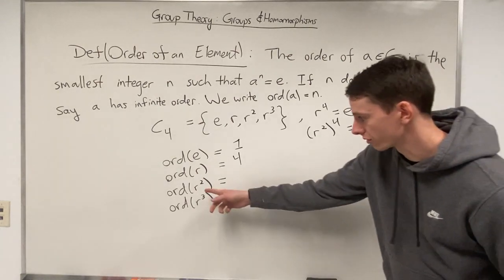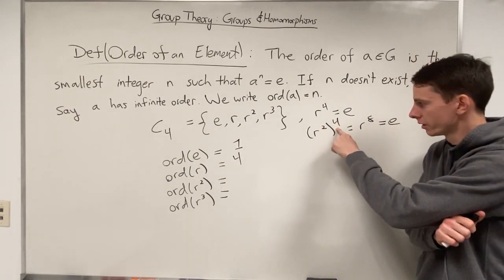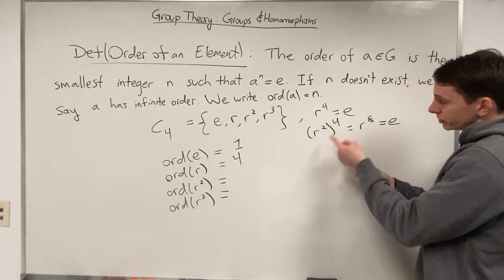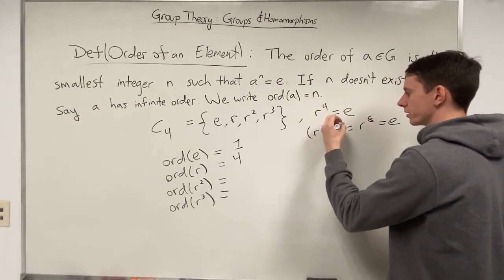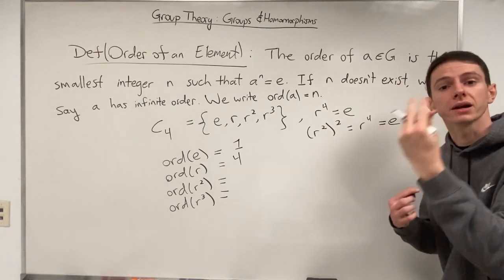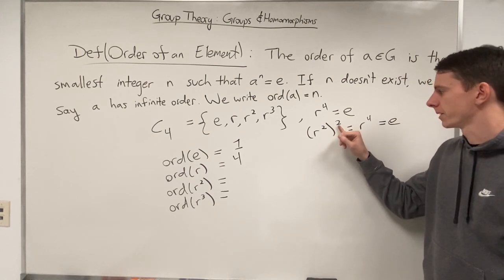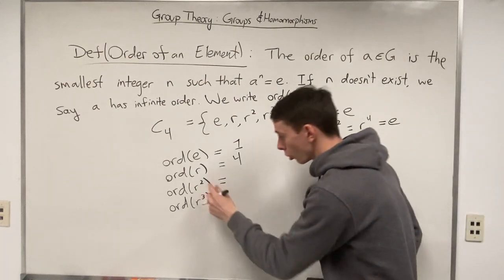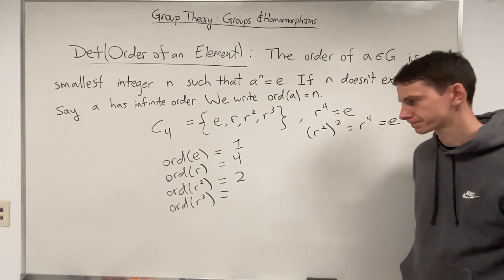We would not say the order of R squared is equal to 4, because there is a smaller integer than 4 that loops us back to the identity. And hopefully we can see that there is a smaller value than 4, which is 2. If we took this element R squared, raise it to the 2nd power, that gives us R to the 4th, which also brings us back to the identity. So because we have found a smaller integer, that when we raise R squared to that, we get the identity, we would say that its order is that smaller number. We would say the order of R squared in this case is the number 2.